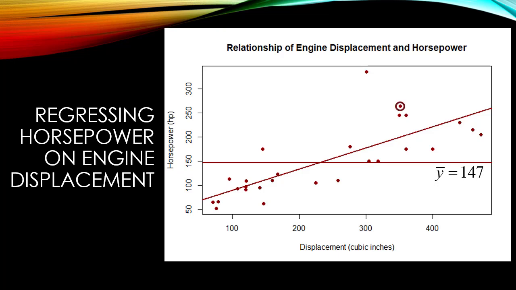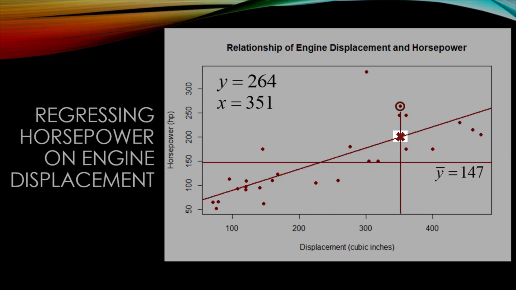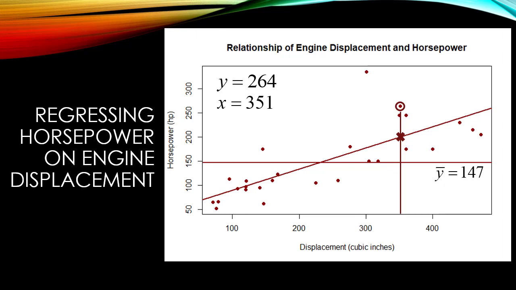Here is that same automobile, the one with 264 horsepower. We now have some additional information. We know the size of the engine. It is 351 cubic inches. If I create a linear model by regressing horsepower on engine displacement, I can predict the horsepower for a car with an engine that is 351 cubic inches. It is illustrated by this spot right here on my regression line. That point has a displacement value of 351 cubic inches and a power value of 199 horsepower. The value of 199 is greater than the mean value of 147, so we're predicting a positive deviation from the mean for a car with this size engine.